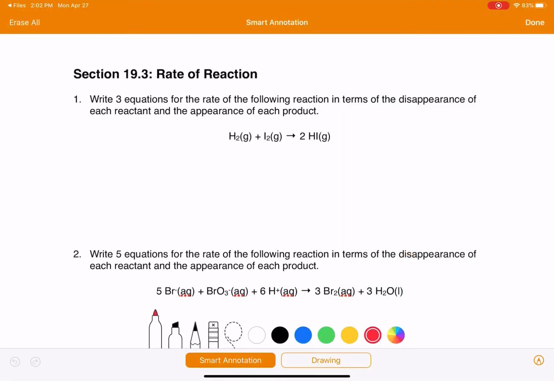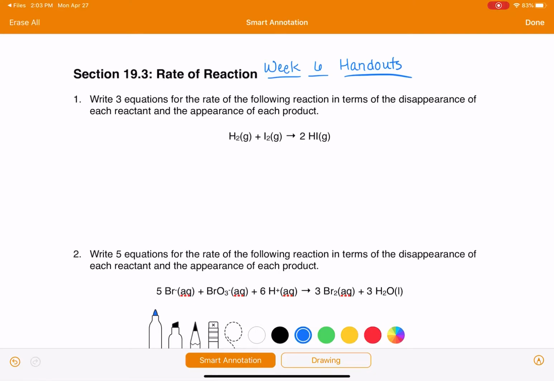So let's do the section 19.3 worksheet. If you are trying to find this worksheet and you can't find it, where is it located? For some reason, it is in your week 6 handouts. It's not in the week 7 stuff, so go find it there. There are 3 problems on this worksheet.